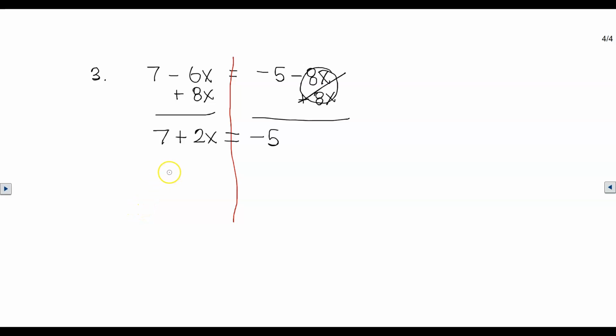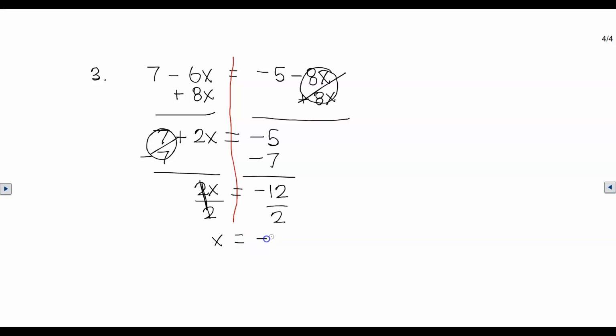All right, for step 4, we will undo adding or subtracting. When I look at this side of my problem, I see this positive 7, so I see adding 7. To undo that, I will subtract 7 on each side. So now we have 2x is equal to negative 5 minus 7, which is a negative 12. All right, now undo multiplying or dividing. I see multiplying by 2 right here, so I'm going to divide each side by 2. And when you finish this one up, you should have gotten x equal to a negative 6.